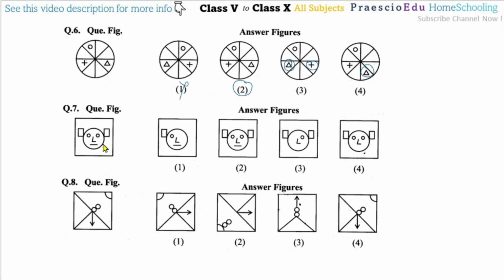Now question number 7, observe the question figure and we will find out this one is a correct, means option number 2, because here difference means one eye is not shown, and here the mouth is not shown, and here one ear not shown. Okay, so that's why option number 2 is correct one. Now question number 8, now observe the question figure and if you try to find out this one, so option number 4 is the correct one.